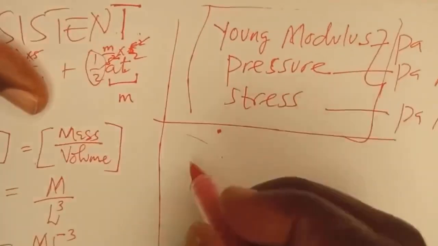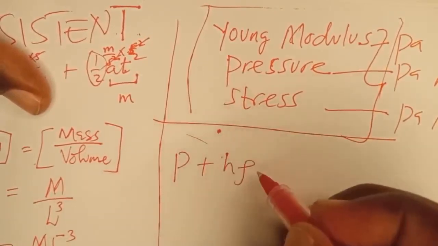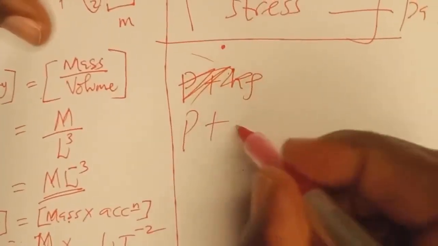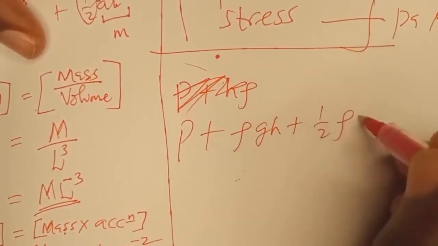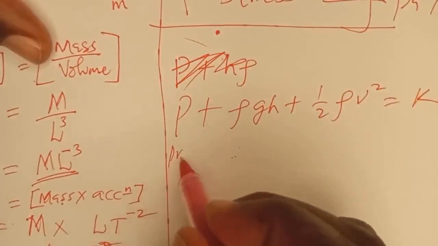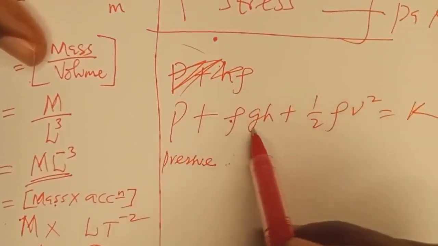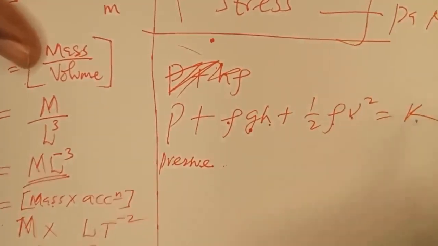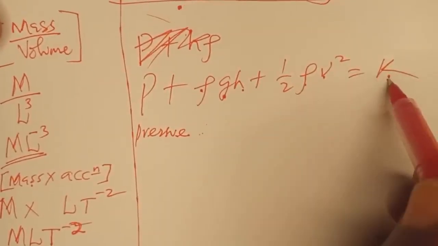Now there is another formula, Bernoulli's principle: P plus rho g h plus half rho v squared equals K, where P is pressure, rho is density, g is acceleration due to gravity, h is height, v is velocity, and then this is a constant. The question is, what will be the unit of this constant?